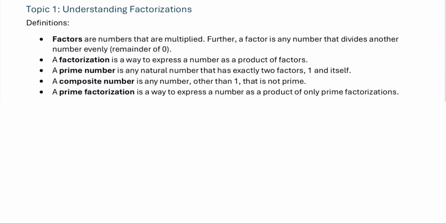A prime number is a natural number that has exactly two factors, 1 and itself. A composite number is any number other than 1 that is not prime. Prime factorization is a way to express a number as a product of only prime factors.